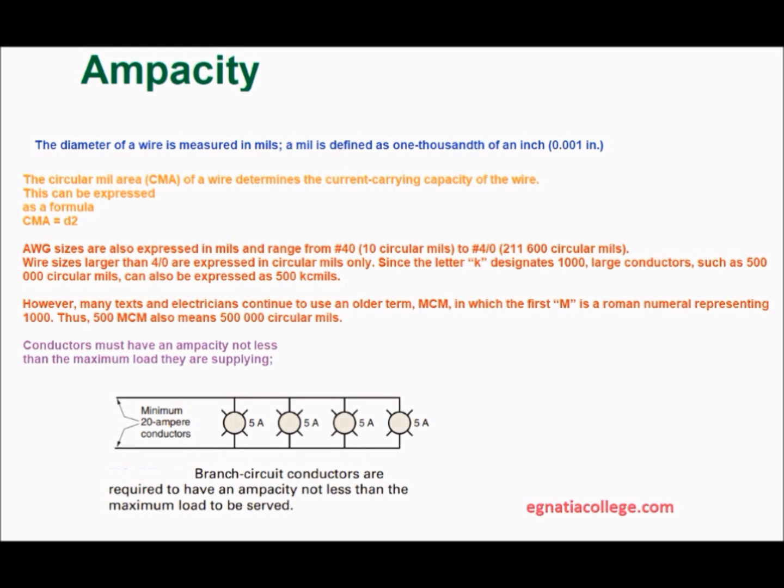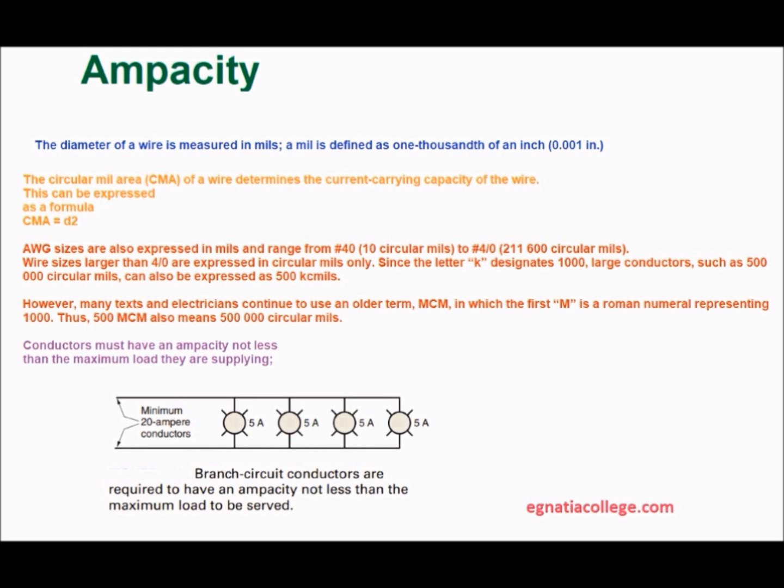The diameter of a wire is measured in mils. A mil is defined as 1/1000th of an inch, 0.001 inches. A circular mil is the area of a circle that is 1 mil in diameter. The circular mil area, CMA, of a wire determines the current carrying capacity of the wire. This can be expressed as a formula: CMA equals diameter squared. Therefore, the larger the CMA of a wire, the greater its current carrying capacity.